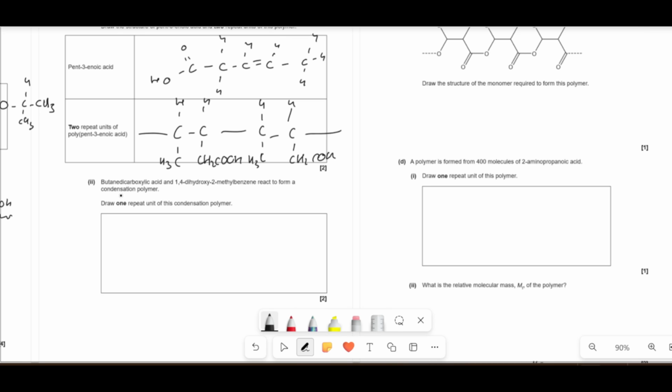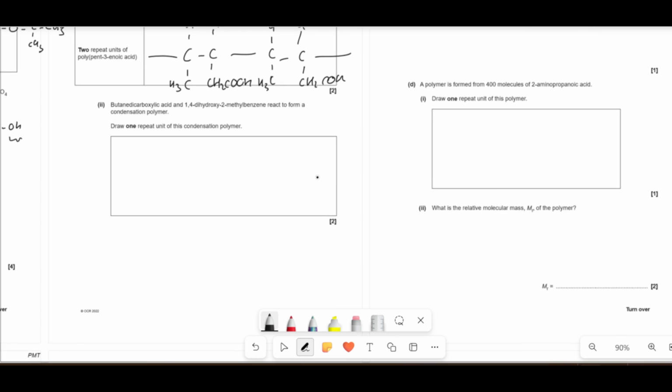So now it says butane dicarboxylic acid and 1,4-dihydroxy-2-methylbenzene react to form a condensation polymer. What is the repeat unit of this? You've got to be absolutely silly if you're not just sketching this real quick. 1, 2, 3, 4. Butane, dicarboxylic acid, COOH. Sorry, not COH. That's going to be your COOH, sorry. And that's going to be your COOH, right? That's one of them.